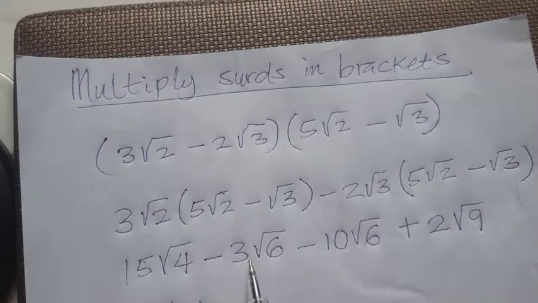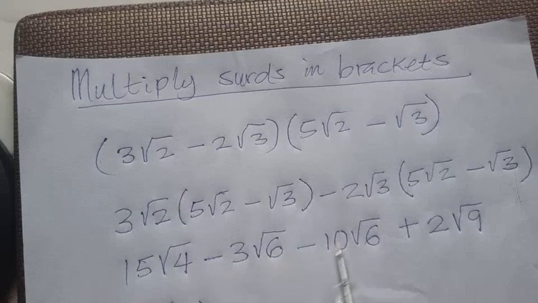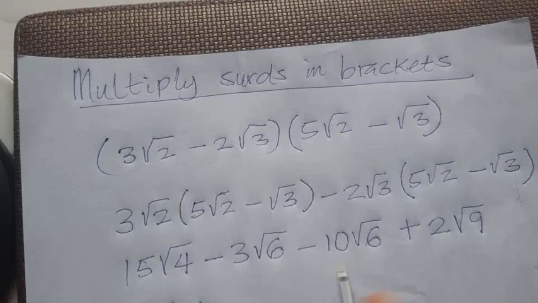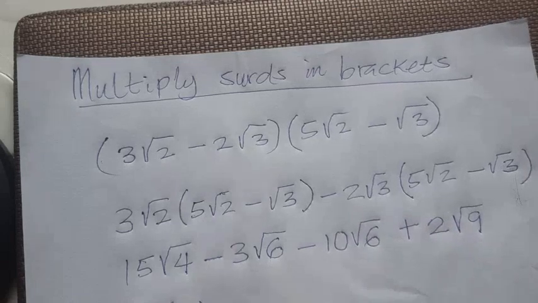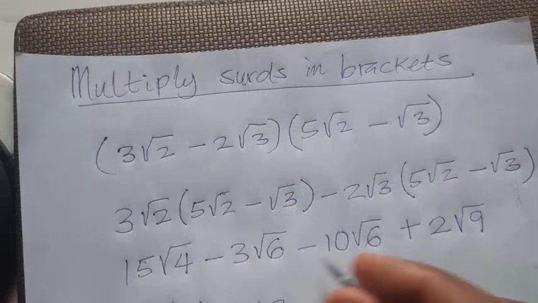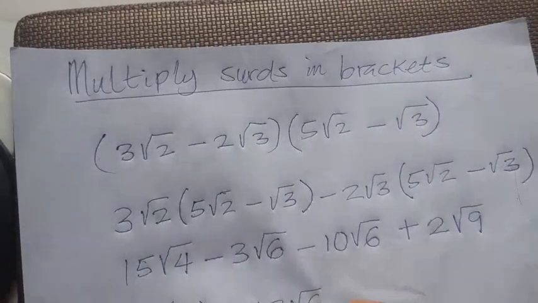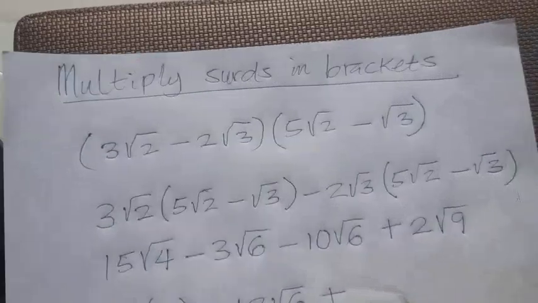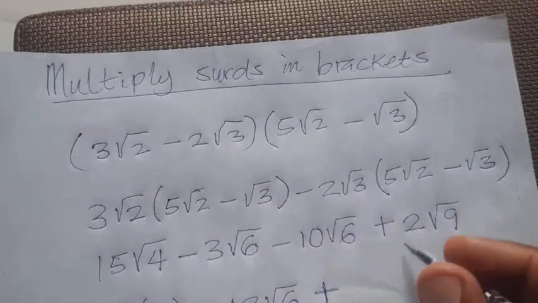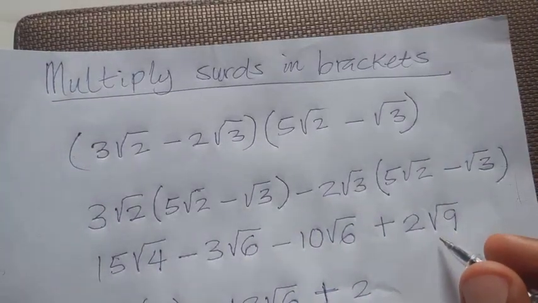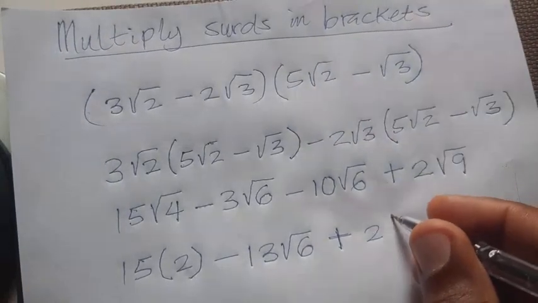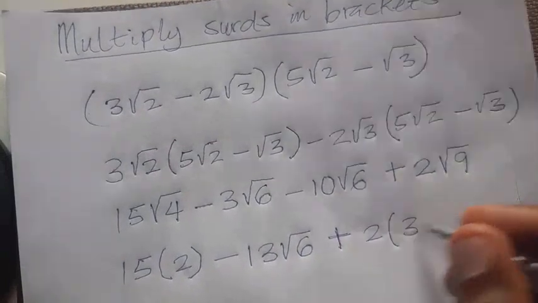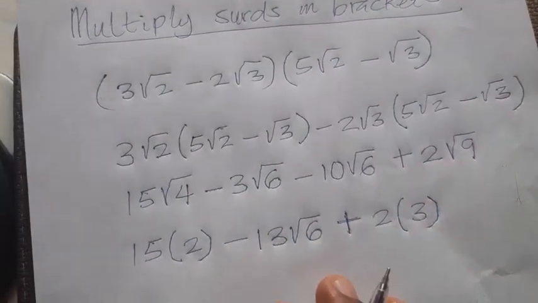Now these are like terms. Why are they like terms? Because these numbers are in root 6. So this is minus 3 root 6, this is minus 10 root 6. So they are like terms, so you can group them together, okay? So minus 3 minus 10 is minus 13, then root 6. We keep that. Then plus, there's a plus sign here, 2 root 9. Root 9 is a perfect square, so the answer is 3. We keep that there. So moving up.